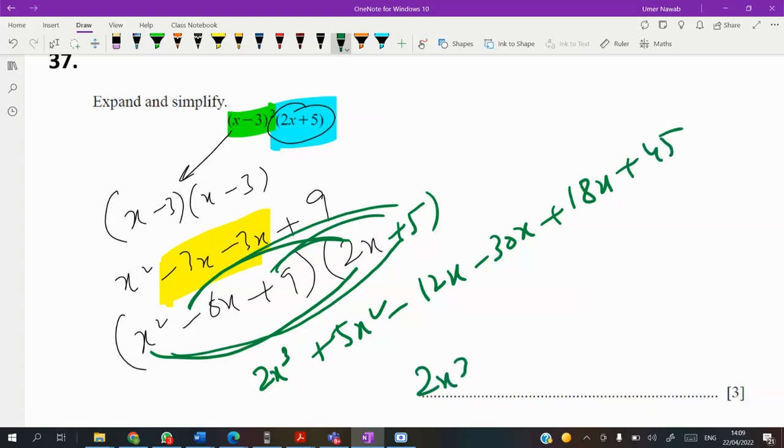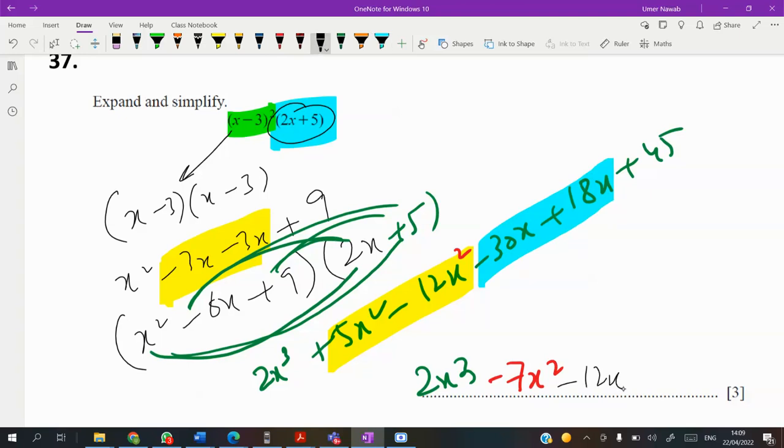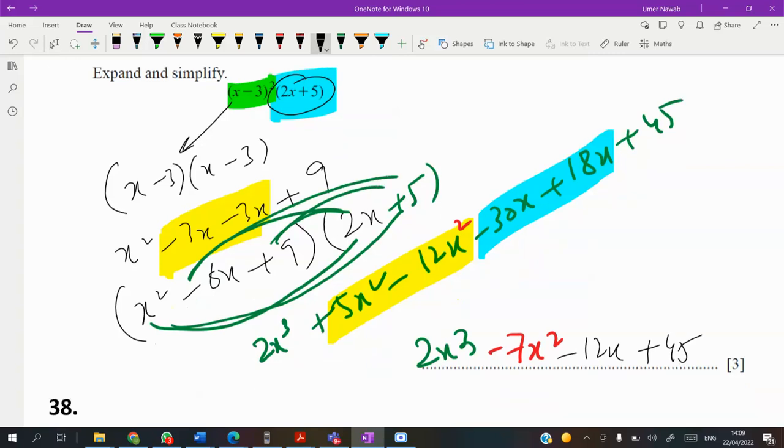So 2x cubed, and then after that simplification of x squared terms. So 5x squared minus 12x squared is minus 7x squared. Then minus 30x plus 18x is minus 12x, and then plus 45 since it was alone.